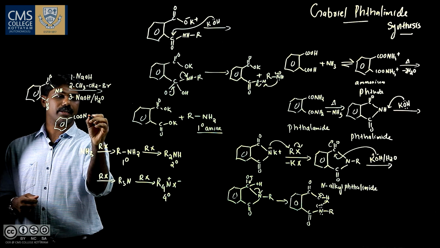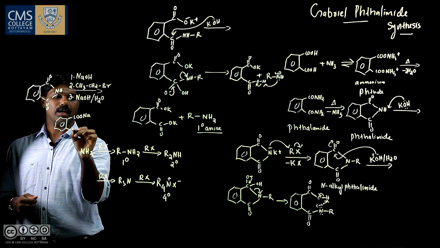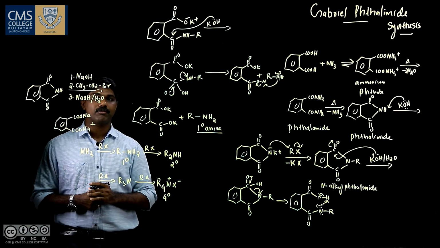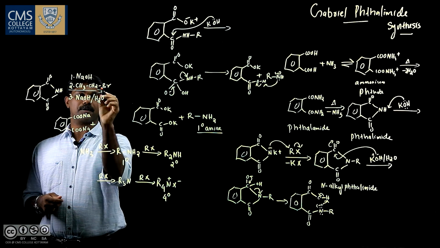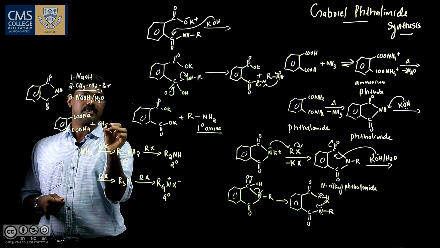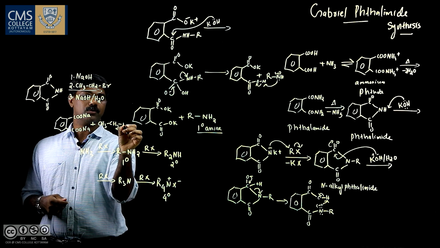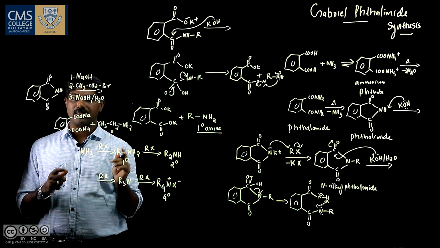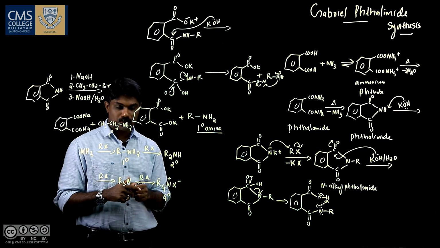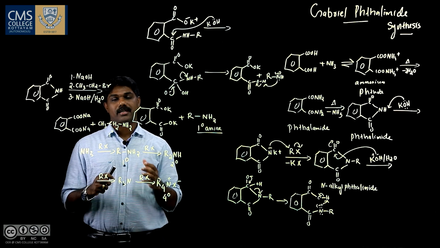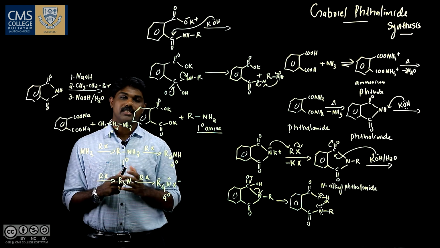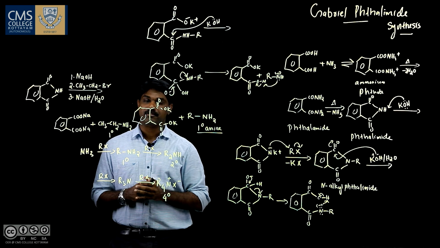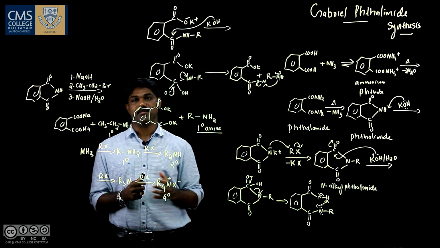The products formed are COONa, COONa with Na instead of K, and the primary amine formed here, with CH3CH2 as the R part and NH2 as the amine group. So this is a primary amine, and this is ethylamine. So the Gabriel-Phthalimide reaction is a very efficient reaction for preparing exclusively primary amines from alkyl halides and phthalimide. Thank you.